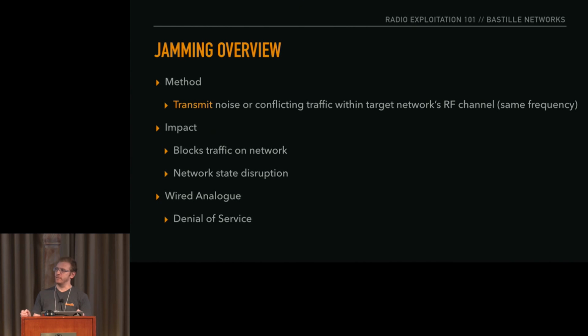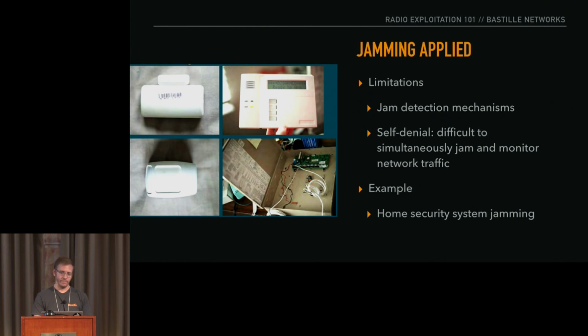And by jamming devices, preventing them from communicating, we can block traffic on a network or perhaps disrupt the state of the network. And the closest wired analog would be a denial of service attack. But a DOS attack is typically looking at layer 2 or higher traffic. And with a jamming attack, speaking in the RF medium, we're looking at the physical layer primarily. So it's somewhat like a DOS attack, but a little bit lower on the stack.